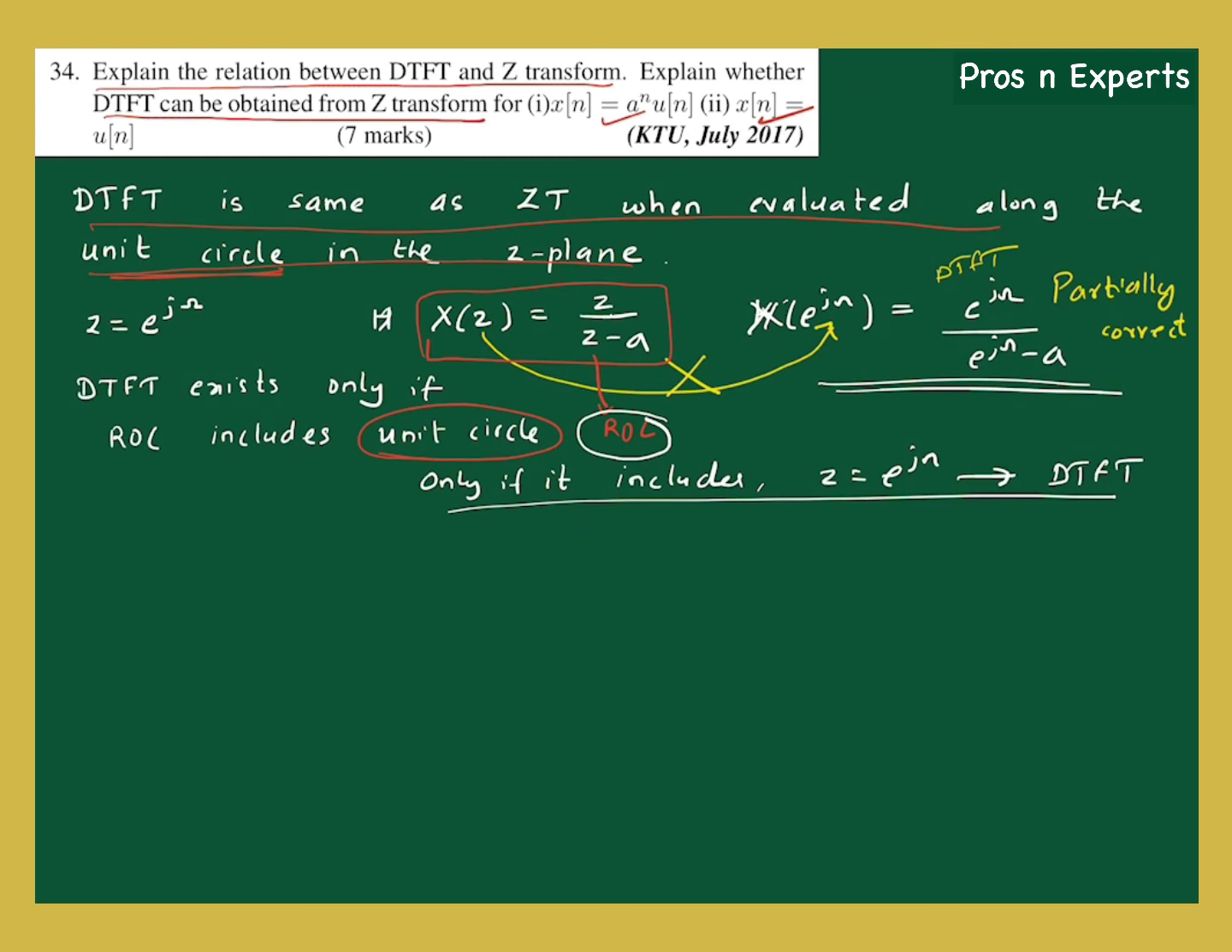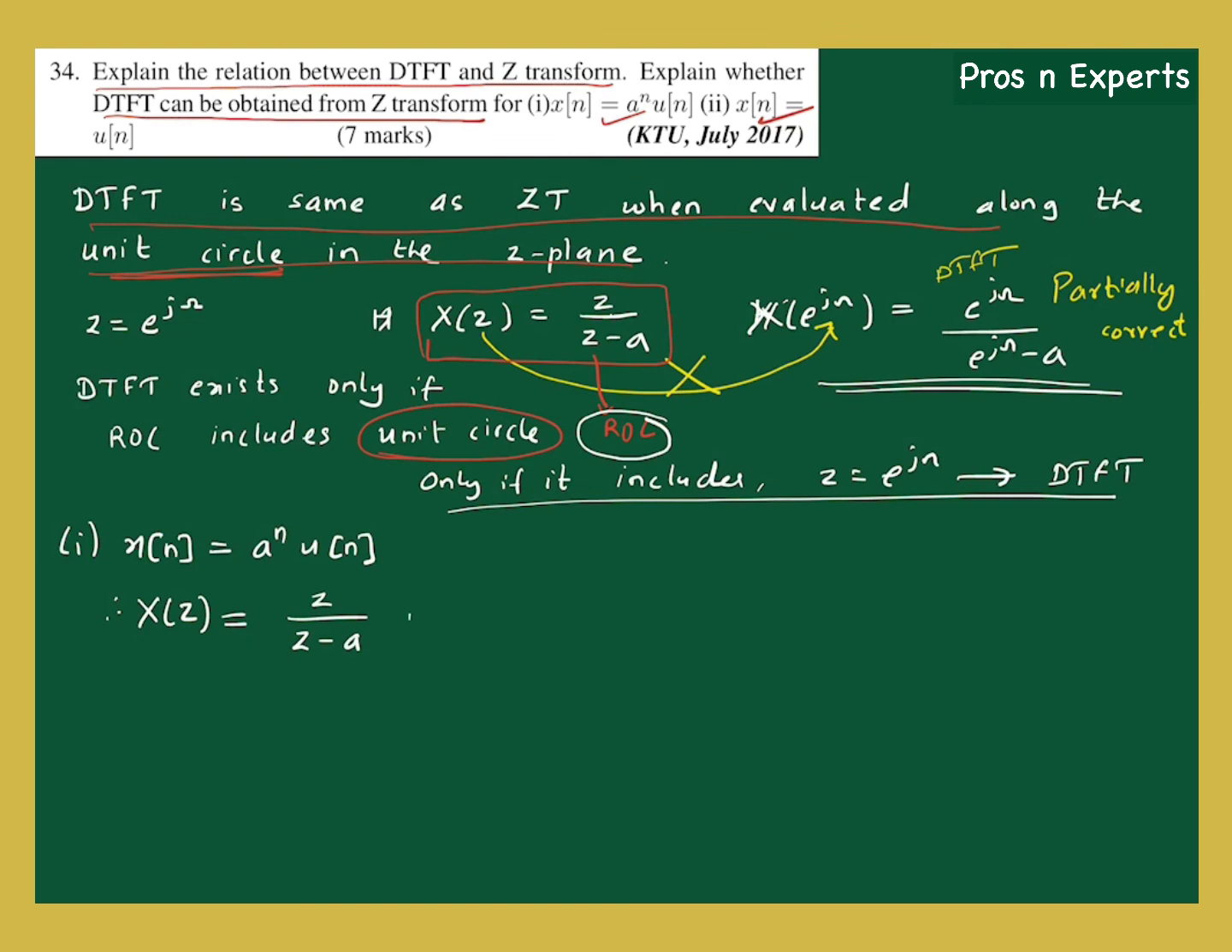So we have given two questions here. We'll start working on that. The first question is x of n equal to a to the power n u of n. So what is the Z transform? The Z transform is equal to z by z minus a. What is the ROC? I've told you the first step is to evaluate the ROC. If it includes the unit circle, then you can put z equal to e raised to j omega and obtain the DTFT.